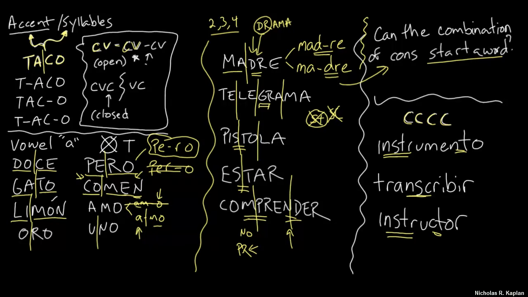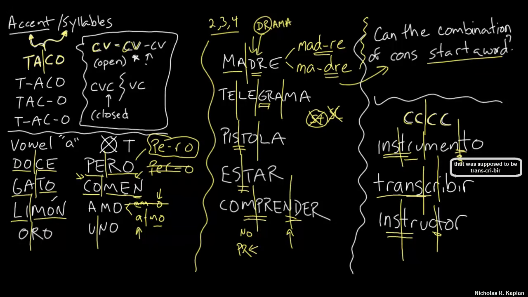You know what the easiest is, though? When you have four letters together, you just divide them 2 and 2. It's like even Steven. Fifty-fifty, I mean, it just makes you feel good that everybody shares. Alright, well, N and T. Can that start a word? No. So, ins-tru-men-to. Trans-cri-bir. Ins-truc-ti-vo. Can CT start a word in Spanish? No.